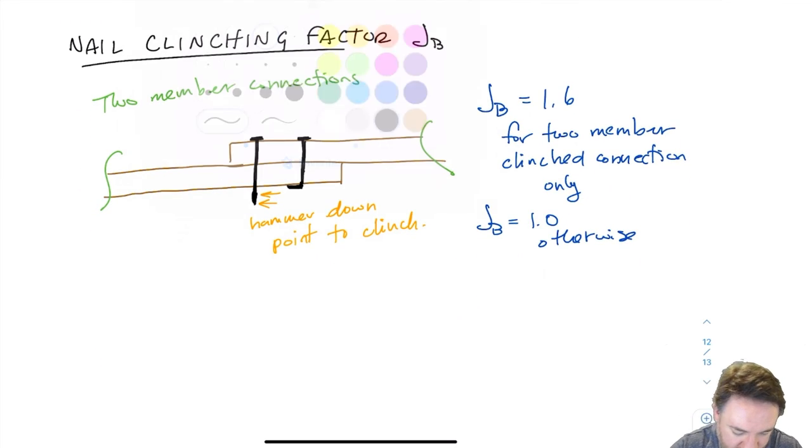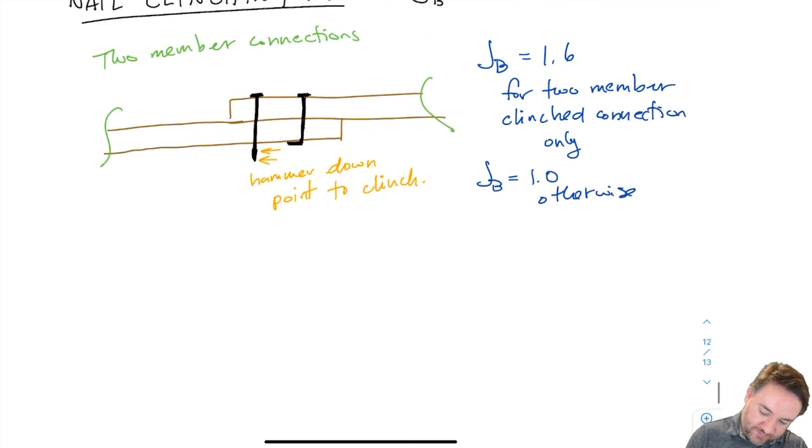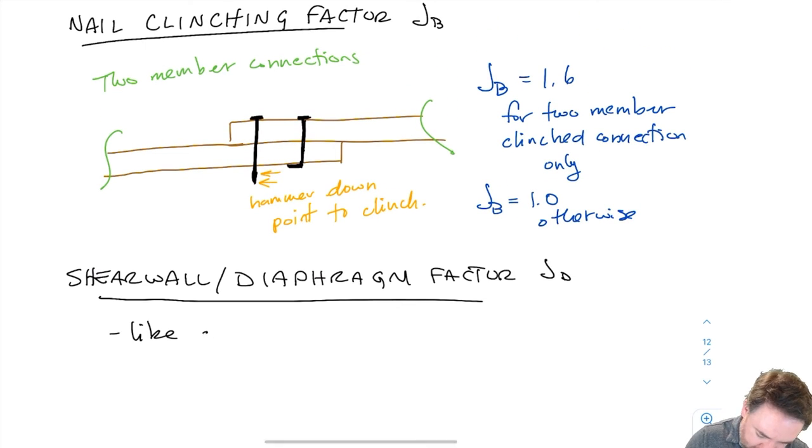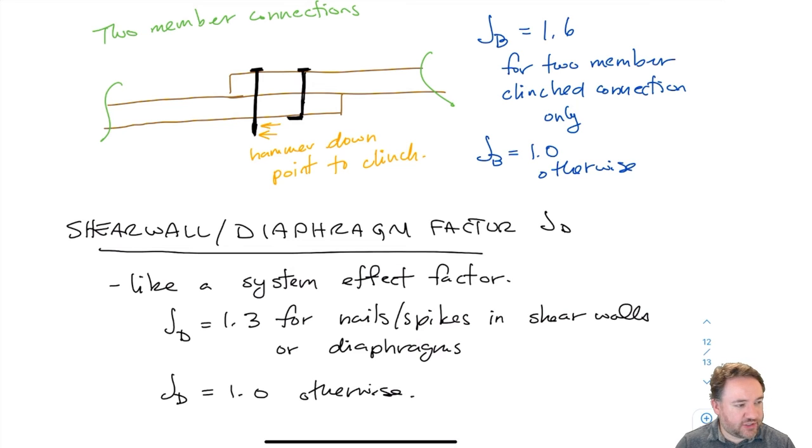Okay, the last one is the shear wall diaphragm factor. The shear wall diaphragm factor accounts for the fact that if I'm building a shear wall, I have my studs and I have my plates, and then I put plywood on top, and I'm going to use a whole lot of nails. Same thing for a floor diaphragm, where I have floor joists and on top I have plywood, and that plywood is nailed with a whole lot of nails. And so this is kind of like a system effect factor. Since I have so many nails, I'm reducing the variability of my response, and I'm getting closer to the mean. So that means I can bump my strength by 30%.